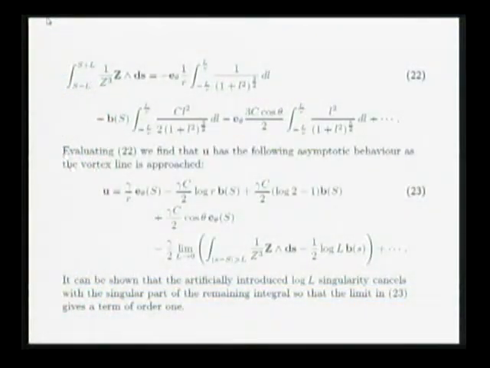And in fact, it doesn't, because you can show that the artificially introduced log L singularity that you get from the local bit cancels with the log L singularity you get from the arms of the bit that you didn't include. So when you work out the limit of this bit due to the arms, you find that it's finite as L goes to 0. So this is the local expansion of the fluid velocity.